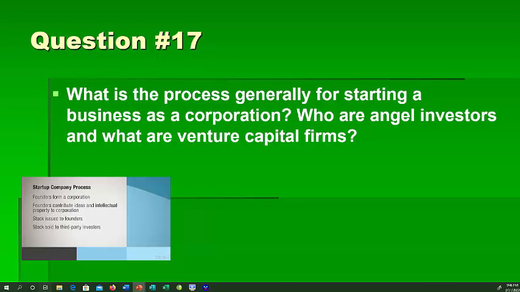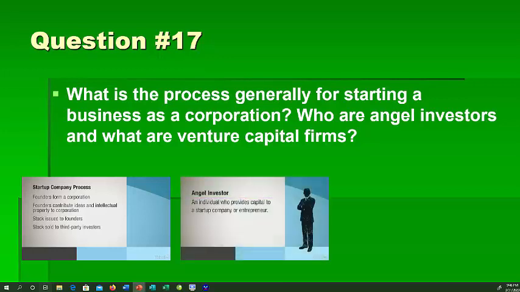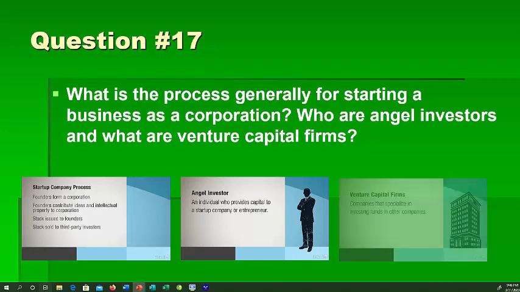The stock can then be sold off to third-party investors, and angel investors is a term that's given for people who will invest at the startup of a company. And then you also have venture capital firms, companies that specialize in investing funds in other companies.